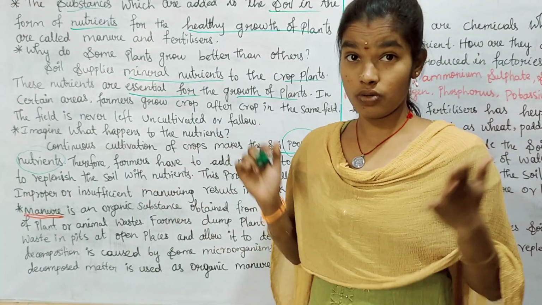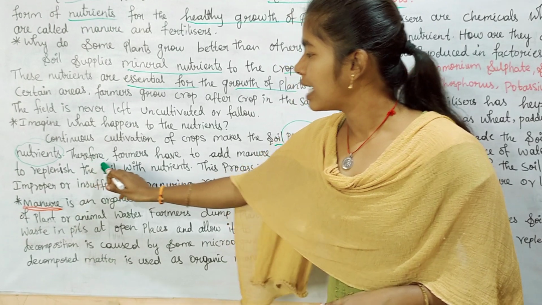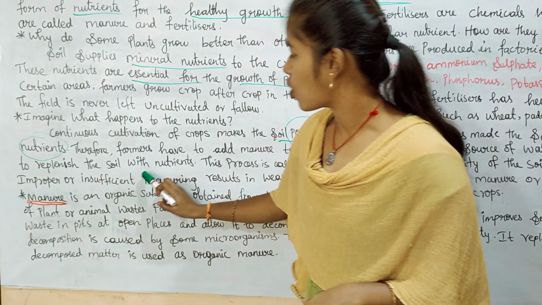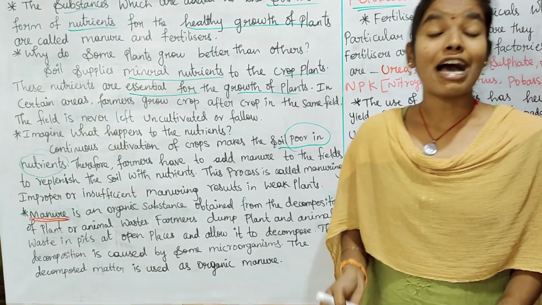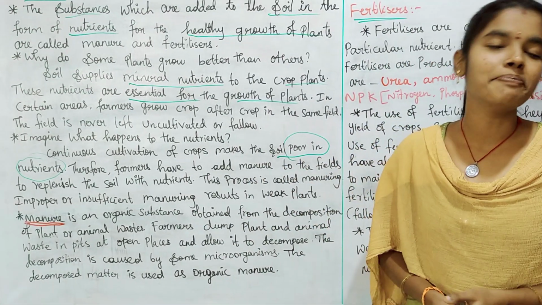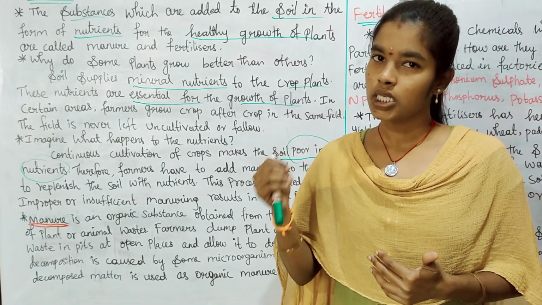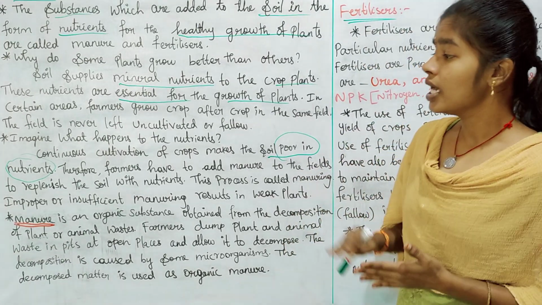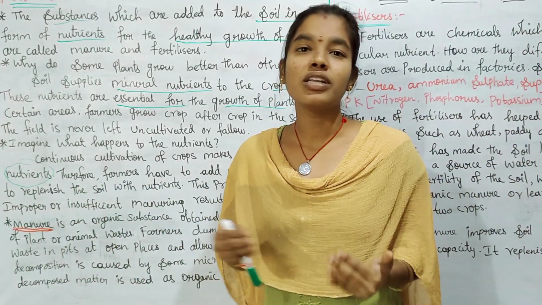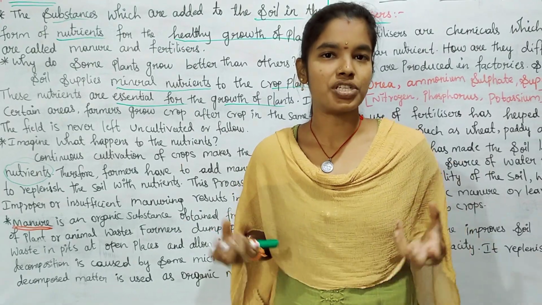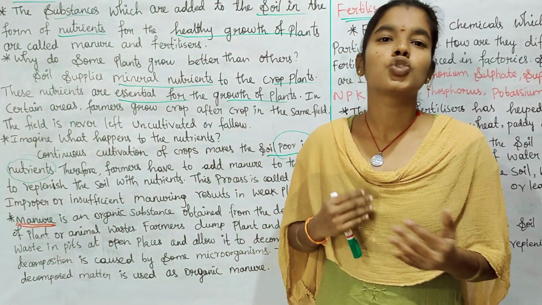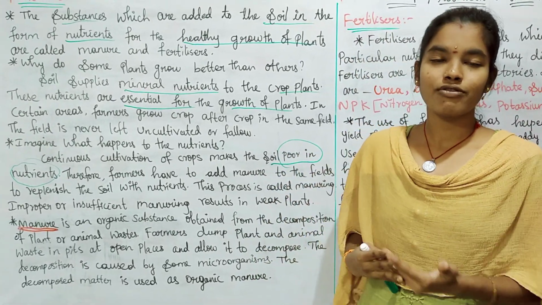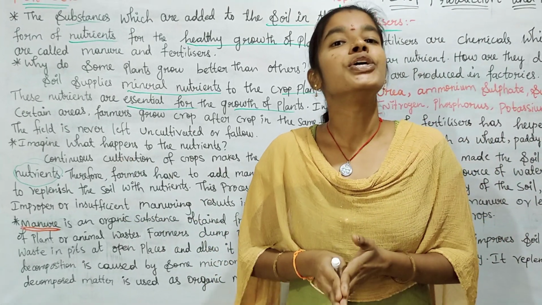So what happens if the nutrients are very poor? Therefore farmers have to add manure to the fields to replenish the soil with nutrients. Why do they add manure in that situation? It will replenish the soil to get the nutrients back. Replenish means to refill, to fill or build up again. As soon as we add the manure, it will refill the nutrients.